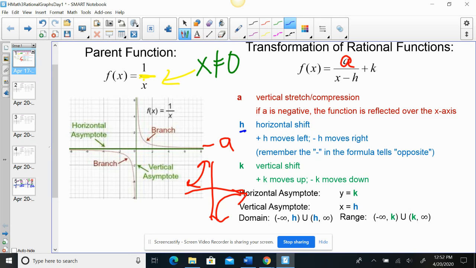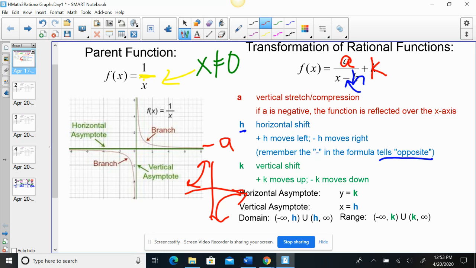So h is just that horizontal shift. Remember, since there is a negative in our formula before the h, we are thinking opposite. So the positive h is moving left and the negative h is moving right. k is outside of the function, and that's the vertical shift. It's moving us up and down.